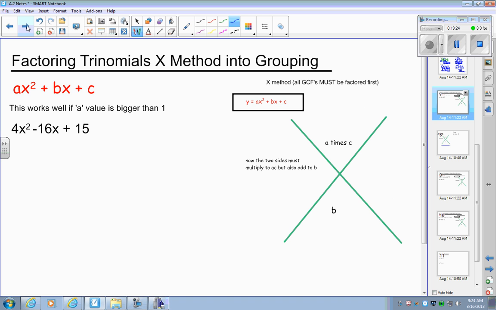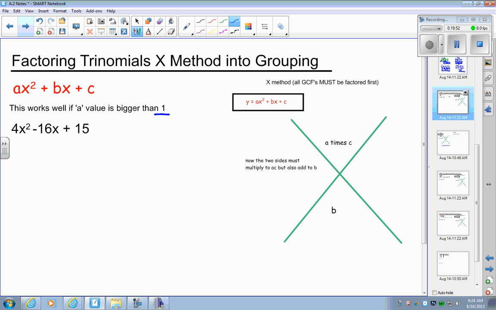Okay, if they get a little bit tougher, so the a value is bigger than 1, again, if you guys can guess and check with these and get them factored, use your calculator, that's great. Okay, we're going to work on these and a couple other methods. You can still use this grouping method, but when the a is bigger than 1, there's another little trick that can kind of help you out.